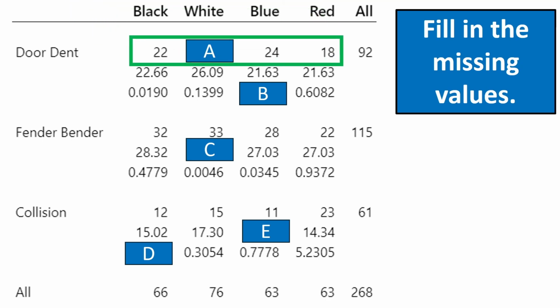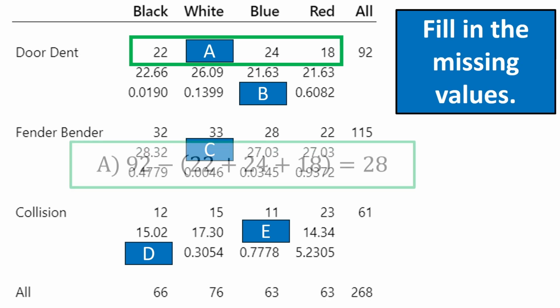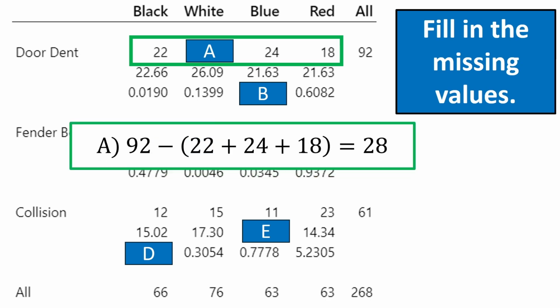And so how do we figure out what the count is for that contingency? Well, we know that if we add across that top row, the total is going to be 92. And so all we need to do is take 92 and subtract the numbers we see, and we get the number that's missing. So it's 28. So that calculation is fairly straightforward.